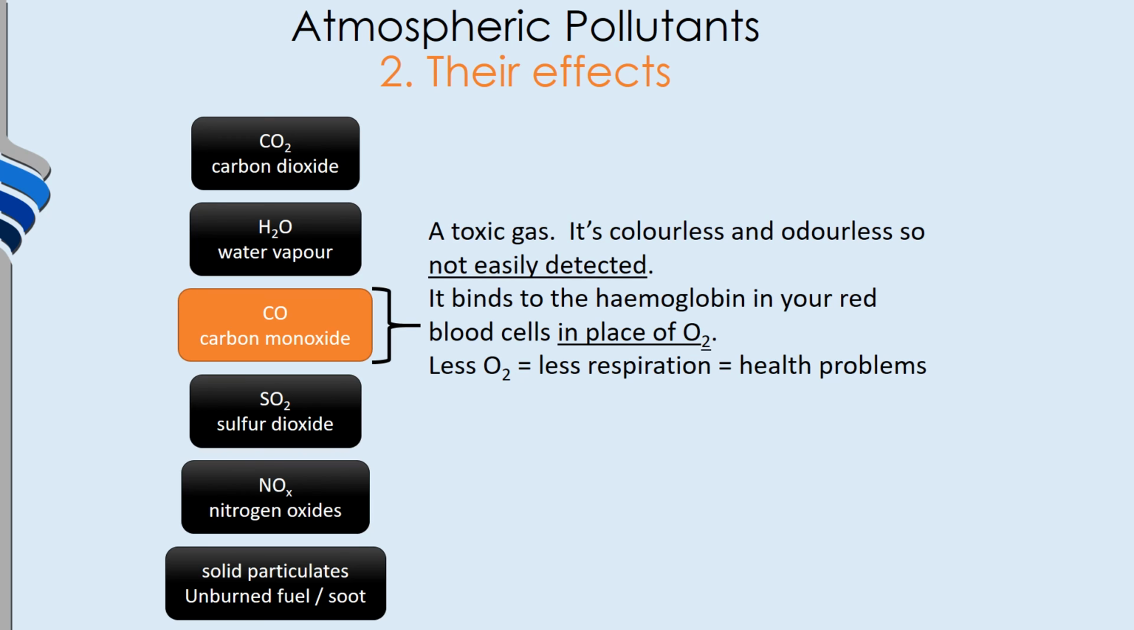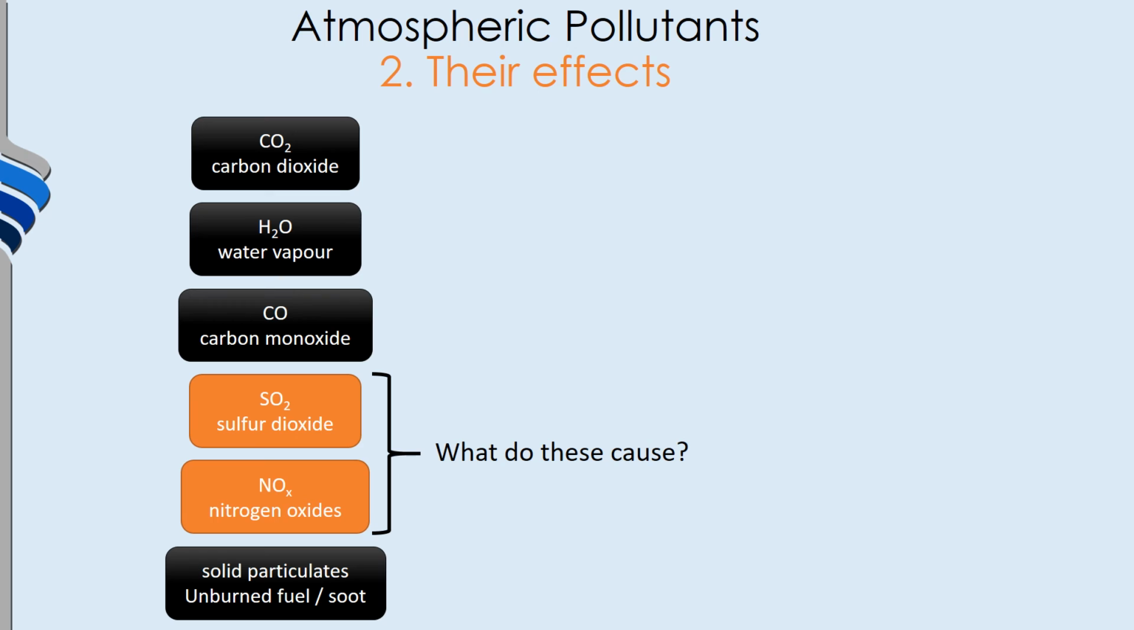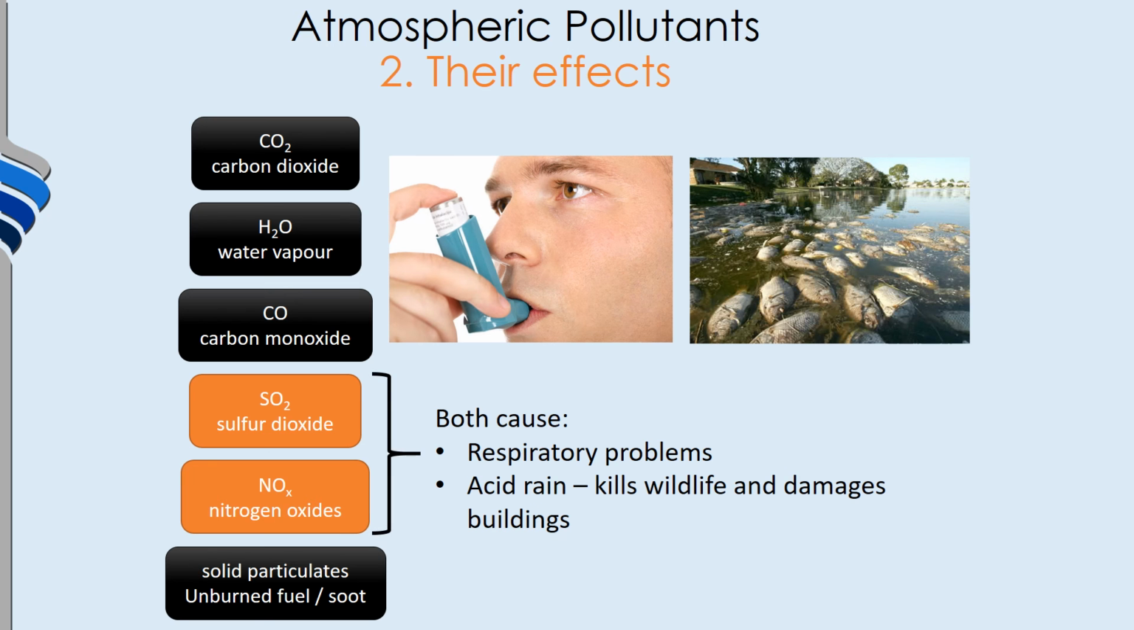Okay, next one then, sulfur dioxide. So sulfur dioxide and nitrous oxides, both of them, even though they are created differently, they both have the same effect. So one of the problems with sulfur dioxide and nitrous oxides is that they can cause respiratory problems. So if you're breathing in sulfur dioxide and nitrous oxides, it can have a big effect such as triggering asthma, that's causing asthma. Another big problem with it is that it causes acid rain.